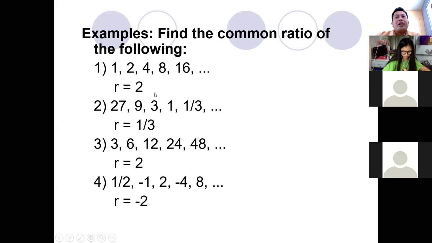That common ratio will also be the value that we need to use in order to find the next three numbers in the sequence. What do you think will be the next number after 16? You multiply it by the common ratio. 16 times 2 is 32, so the next ones are 32, 64, and 128. Similarly, in the second example, the common ratio could be a fraction. If you divide 9 by 27, the result is 1/3. 3 by 9 is 1/3. 1 by 3 is 1/3. So the common ratio is 1/3. And so on with number 3 and number 4.